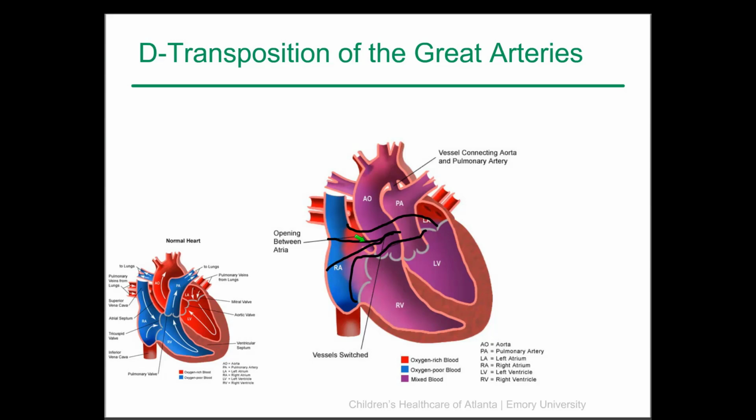So the blood from the left atrium will cross the atrial septum, then go into the right atrium, and then it'll go through the open tricuspid valve into the right ventricle, and we now have oxygenated blood in that right ventricle, out through the aorta to the rest of the body.